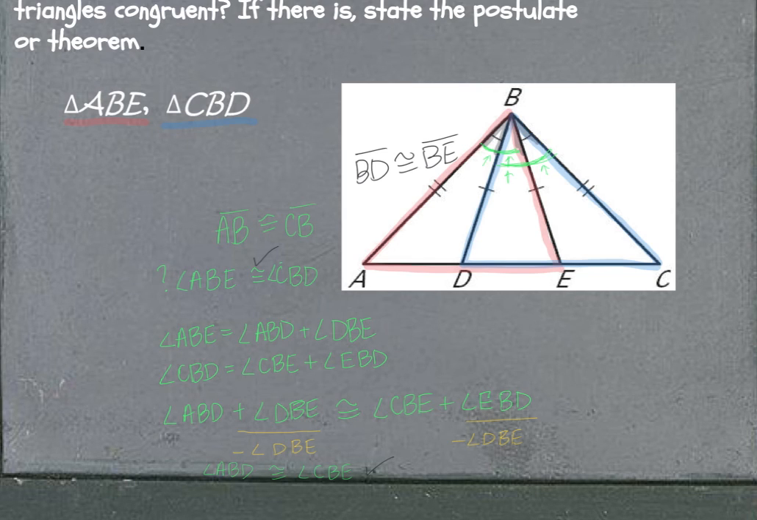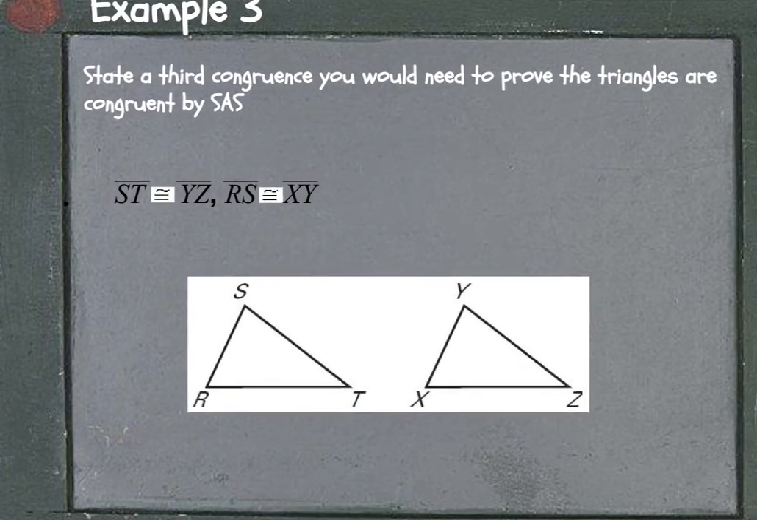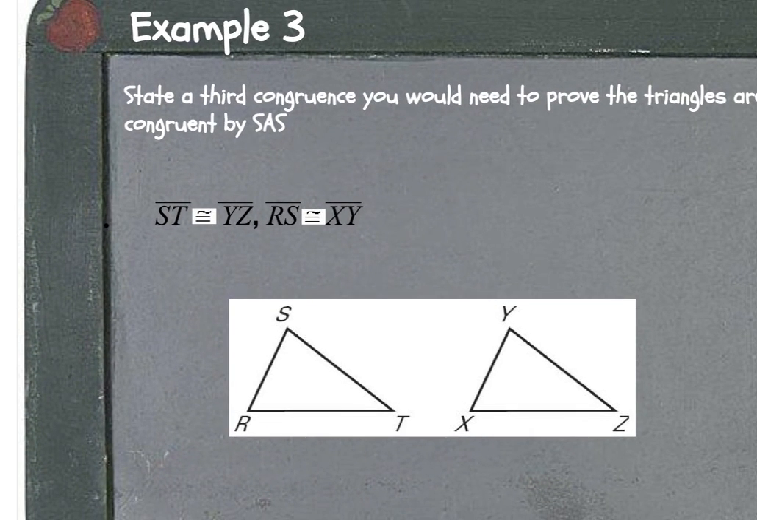This is not a question you will see in your quiz, okay? This is just trying to reinforce the fact that we can understand interior angles and side angle side. Questions? Okay, that was, this is actually a good one, okay? State a third congruence you would need to prove that the triangles are congruent by side angle side, okay? We're not doing example 4, this is our last example, okay?